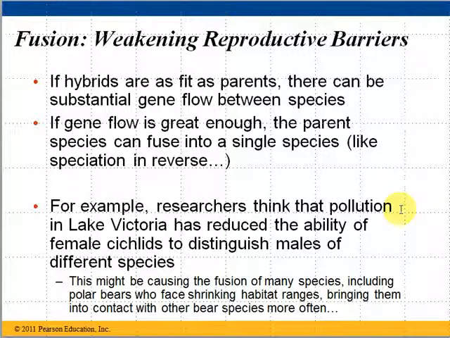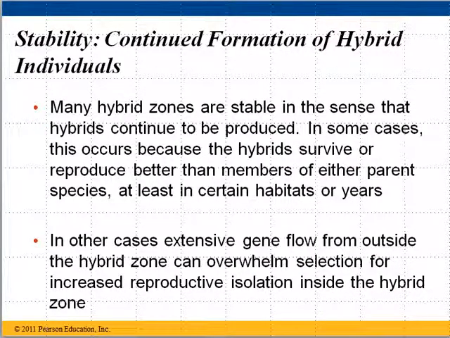The third possibility for a zone where you have overlapping populations creating hybrids is called stability, and that would be the continued formation of the hybrid individuals. Many hybrid zones remain stable in the sense that there is a certain percentage of the creatures that are hybrids and they continue to be produced. In some cases this happens because the hybrids survive or reproduce better than either of the parents, or at least they have some particular advantage in certain areas or certain time frames.